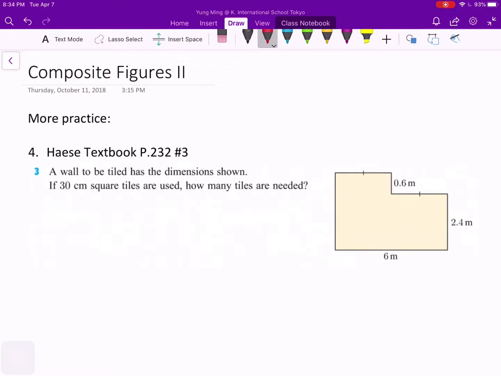We have a bunch of 30 by 30 square tiles to be filled up in this area over here. They're asking how many of those you can fit in. Now the first thing that we definitely want to do is to figure out how much space we actually have in this region over here. So let's find out the area.